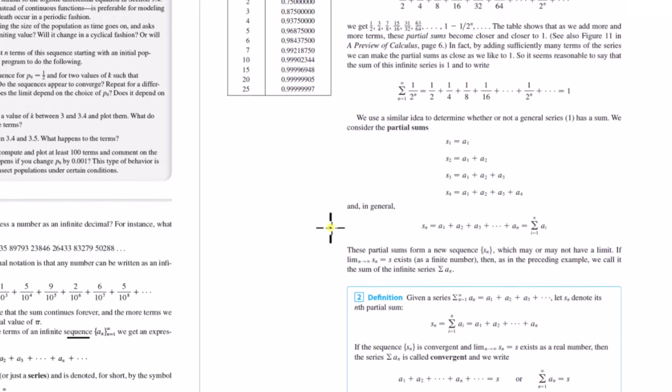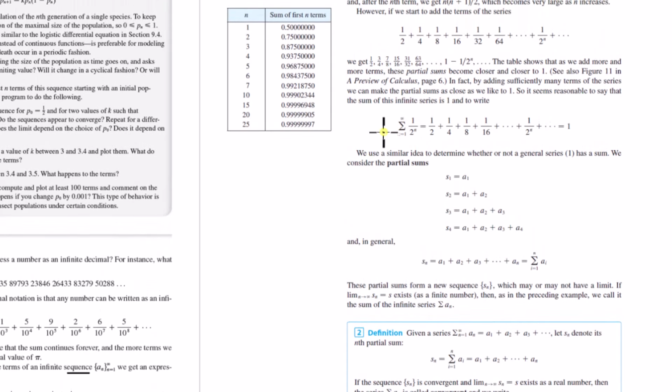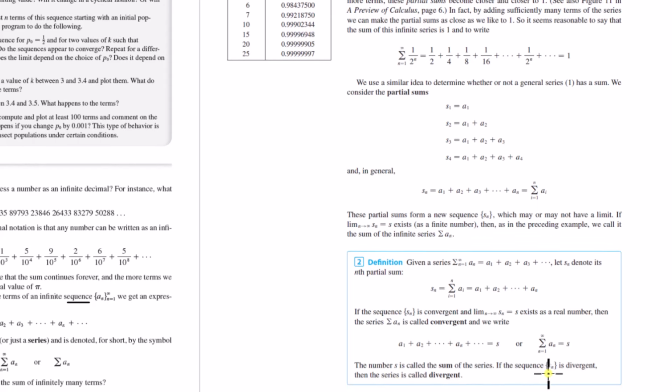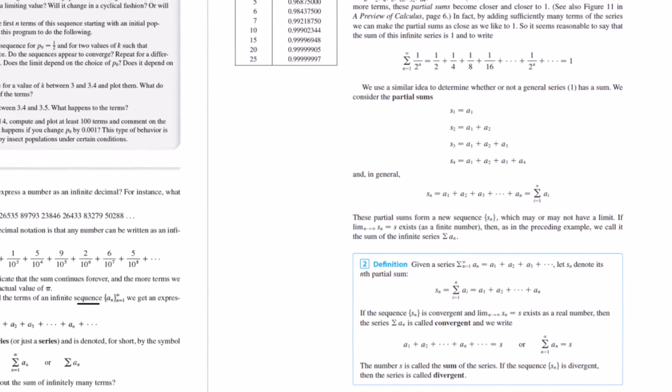Just to stress how interesting this is, if we come back here, the idea is for the series based on the sequence 1 over 2 to the n, if you summed the first 100 trillion terms of this sequence, you're going to be very close to 1, but you're not going to be at 1. It's only when you hypothetically think about summing an infinite number of terms that it's exactly equal to 1. Okay. If the sequence S sub n is divergent, then the series is called divergent. Okay.